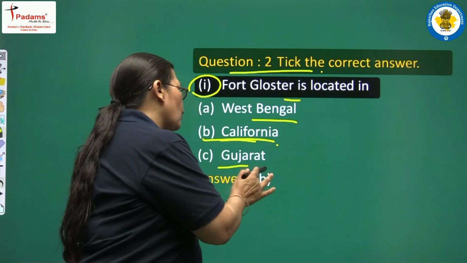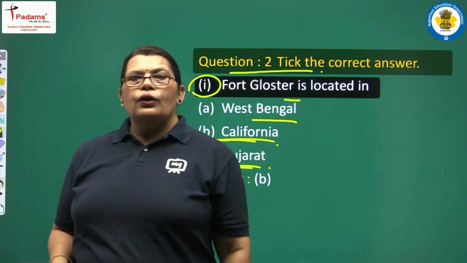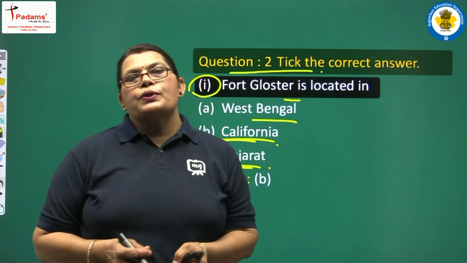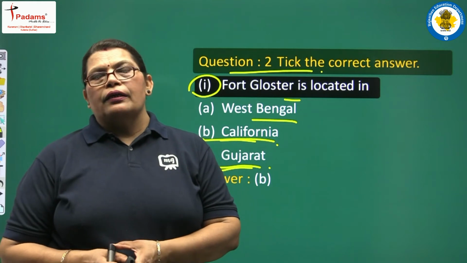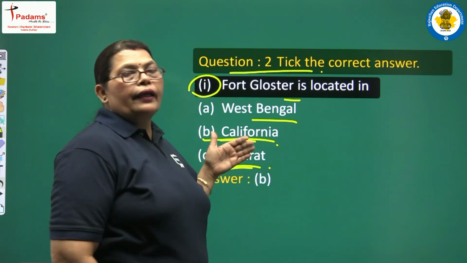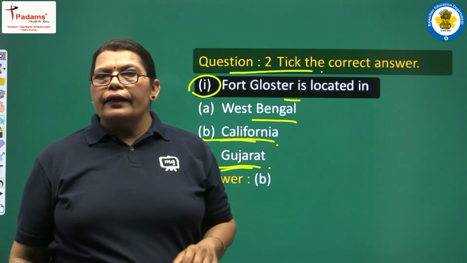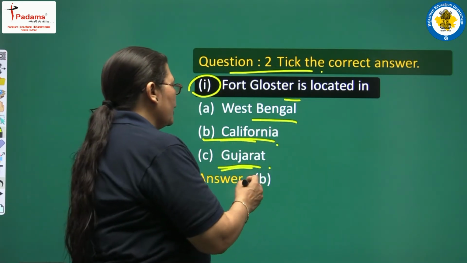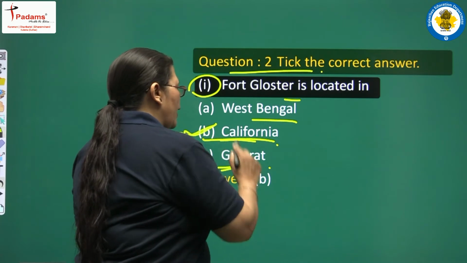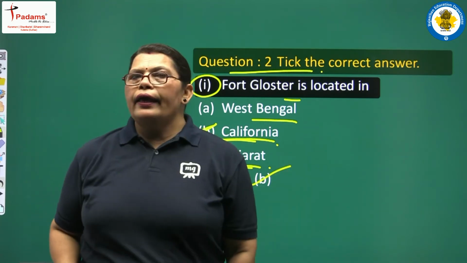We have a third option also, Gujarat. No, Gujarat is not the correct option. Ahmedabad city is situated in Gujarat state. So, A and C are incorrect, and we will tick our B part, California, here.